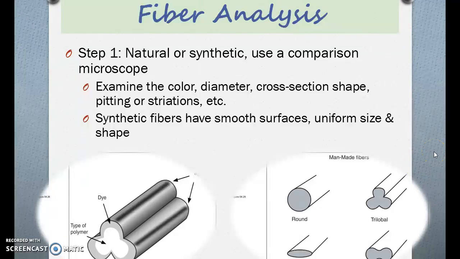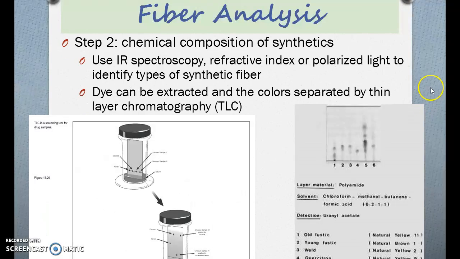Okay, so how do we analyze fibers? Much the same way that we looked at hairs. We can use a comparison microscope to cross-compare those samples to each other. We want to compare the color, the diameter, the cross-sectional shape, and any striation patterns that are unique to the type of equipment used to manufacture the fiber. And don't forget that synthetic fibers have a smooth surface and are uniform in size and shape, versus animal and plant fibers.